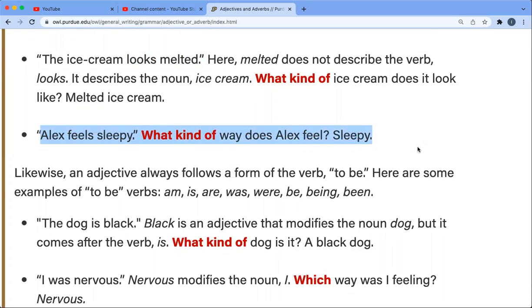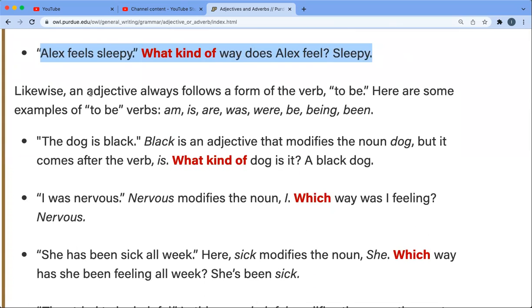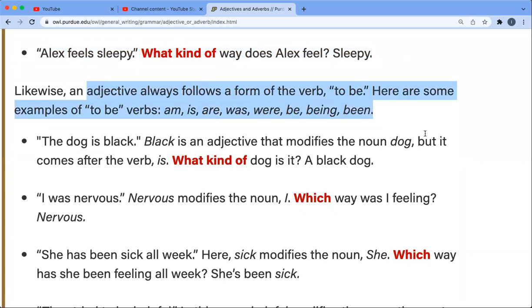If I say, for example, Alex feels sleepy, feels is a sense verb, and then we have sleepy as an adjective right after that. And if I ask you what kind of way does Alex feel, you quickly respond sleepy. So very much the same as the adjectives. Adjectives always follow a verb be, for example, am, is, are, was, where be, being, been as the past form or the past participle form.